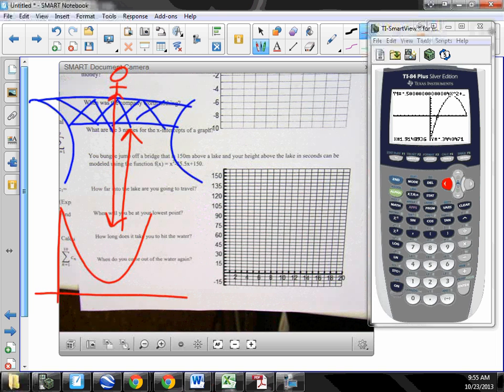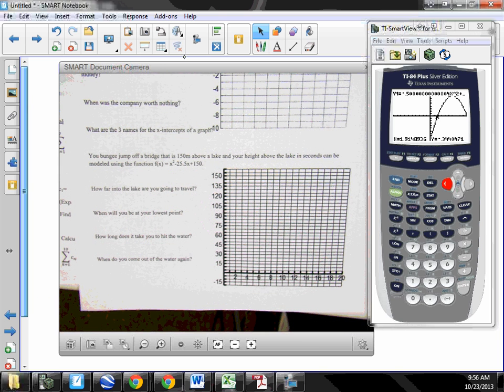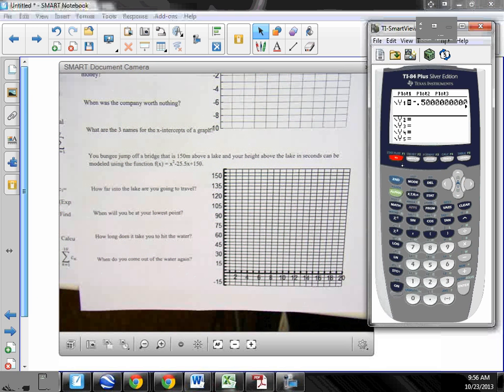Now that is not my motion. My motion is straight down and straight up. But what this is saying is, at 1 second you're that high, at 2 seconds you're this high, and so on. So this is position versus time. Okay? So let's graph this. Go into your y equals, and you get x squared minus 25.5x plus 150.